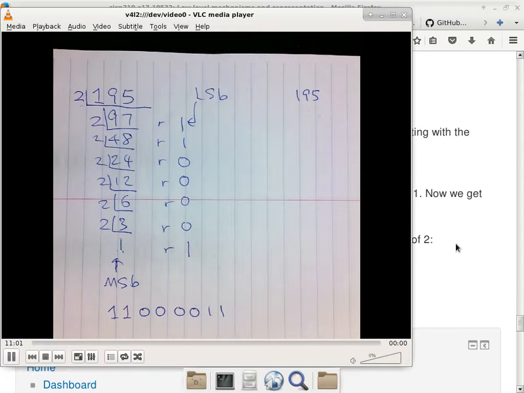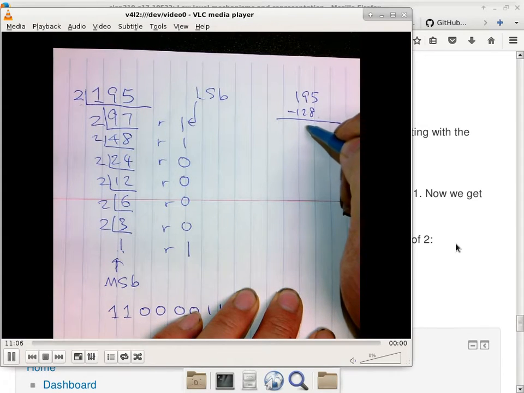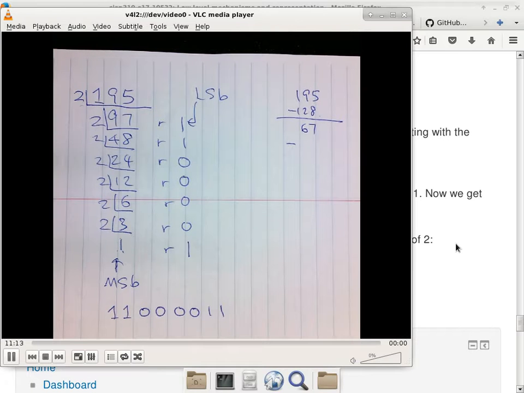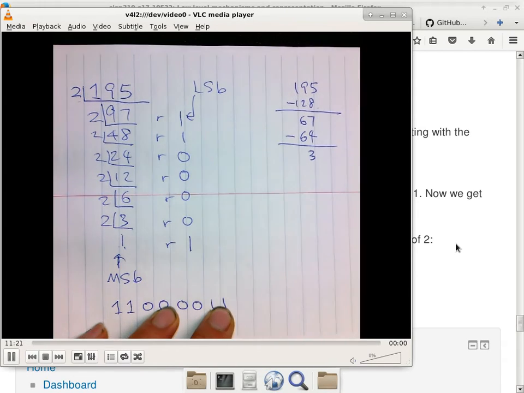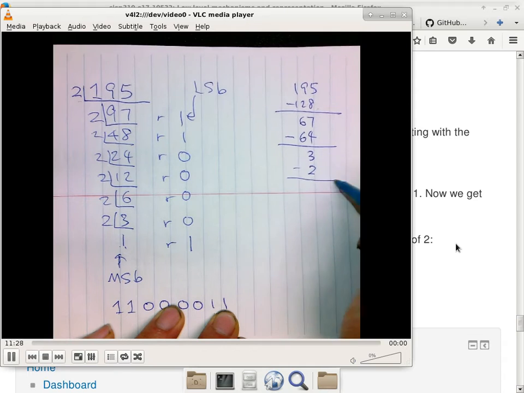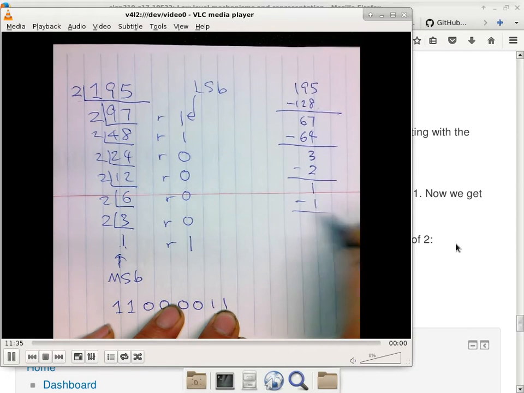Okay, so you say, yep, there's 128 in it, and then you look at the remaining portion, which is 67. So you look at 67, and then once again you use the largest power of 2 that is less than or equal to 67, which is 64. Then you have 3 left. Then you look at 3. You look at the largest power of 2 that is less than or equal to 3, which is 2. And then you end up with a 1, and you do exactly the same thing. The largest power of 2 that is less than or equal to 1 is 1. So now you're done. Okay?